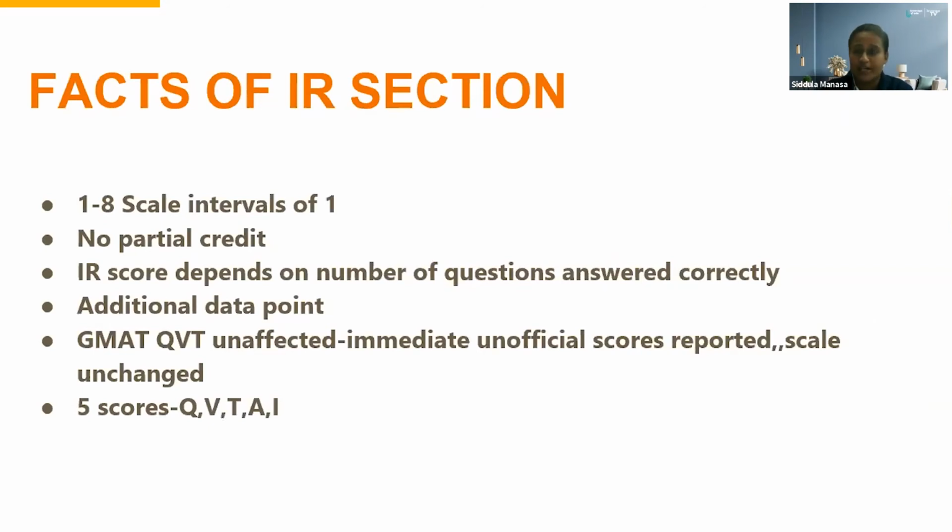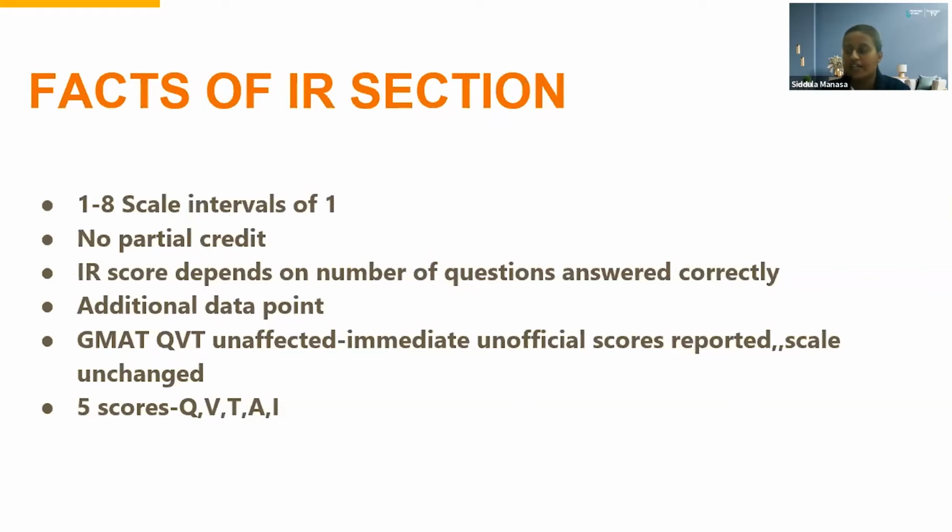So, facts of this IR: as I told, it is graded on a score of 1 to 8 points. No partial credits. Sometimes a question will be given with 3 statements under one question, and all statements have to be marked right. No partial credit for partially right answers. The IR score depends on the number of questions answered correctly, as there is no adaptivity in this section. It all depends only on the number of questions you answer right.